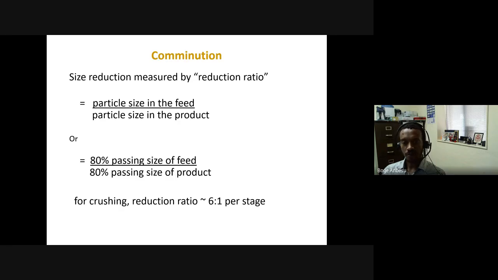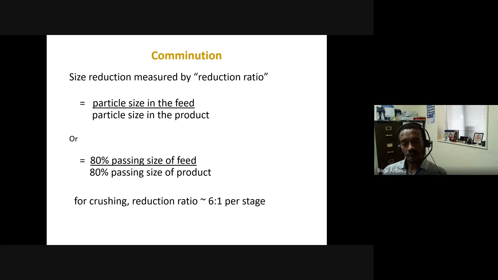Obviously when we do crushing and grinding, we produce lots of sizes. So it's not like you crush the rock, and you produce only one single particle size. That doesn't happen in nature. In nature, what happens is as soon as you do crushing or grinding, you produce lots of particles. Some will be very small, some will be intermediate, some will be coarse particles.